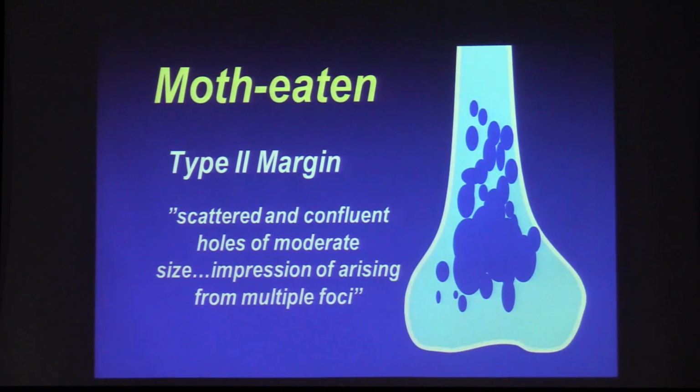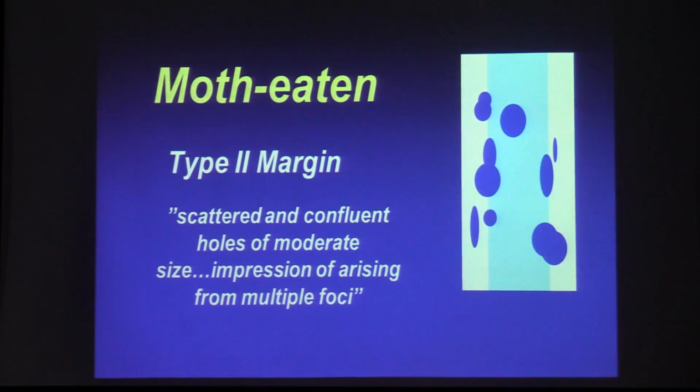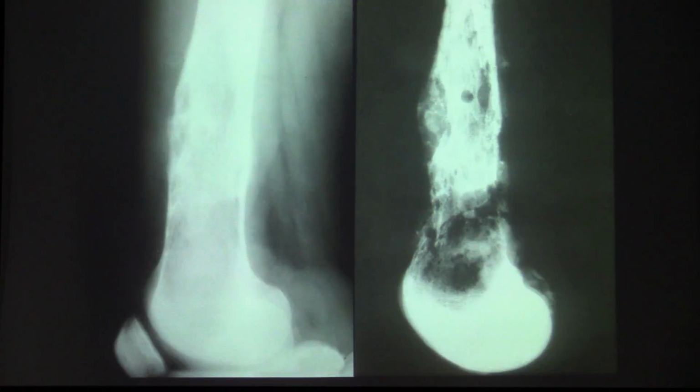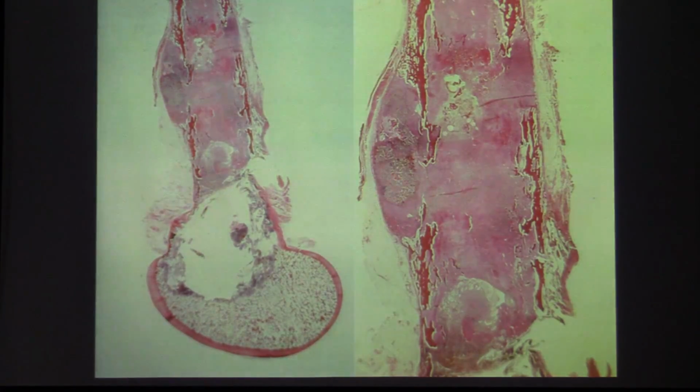And we'll talk about the moth-eaten margin as scattered and confluent holes of moderate size, giving the impression of arising from multiple foci, which can be seen in cancellous or cortical bone. And again, it is hard to find an example that any self-respecting moth would claim as their own, but here is an example of a patient with osteosarcoma with multiple holes within bone seen nicely on the specimen radiograph, again giving the impression of arising from different foci, and a confluent area of destruction more distally in this osteosarcoma. And if we look at the macroscopic section, we can see this due to endosteal scalloping of different degrees, giving us this pattern of osteolysis.